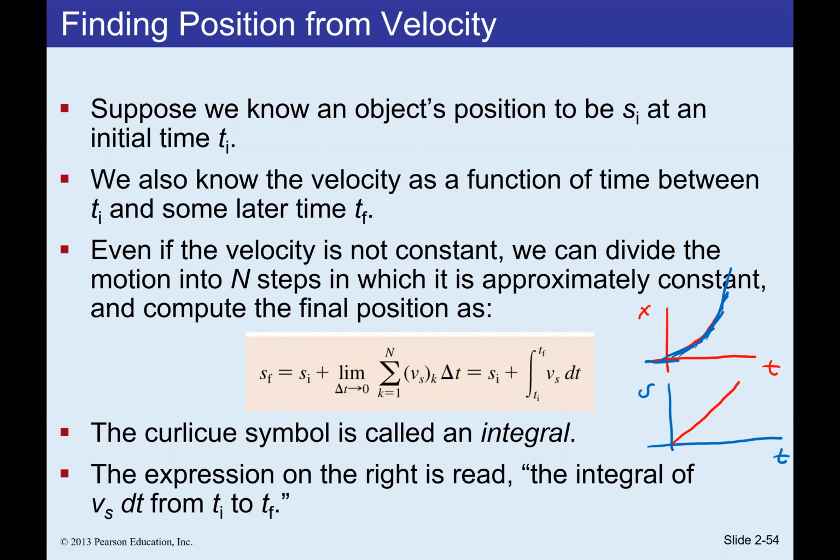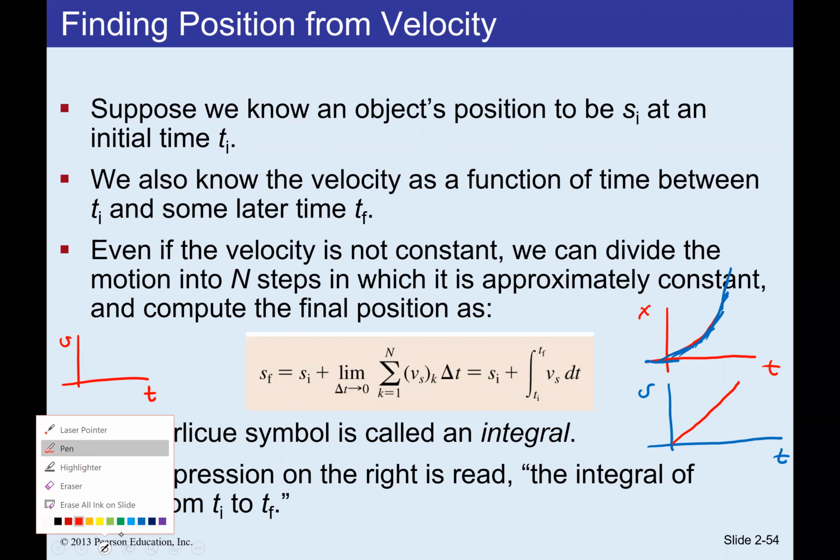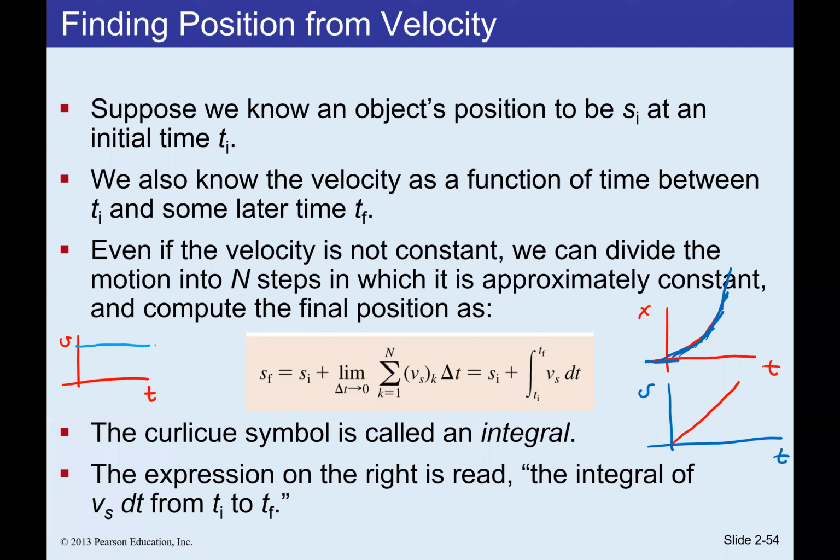This is for a non-uniform motion. The graph for the velocity versus time, if it's a uniform motion, will be something like this. Velocity doesn't change as a function of time. So this is uniform motion, and this is how non-uniform motion will look.